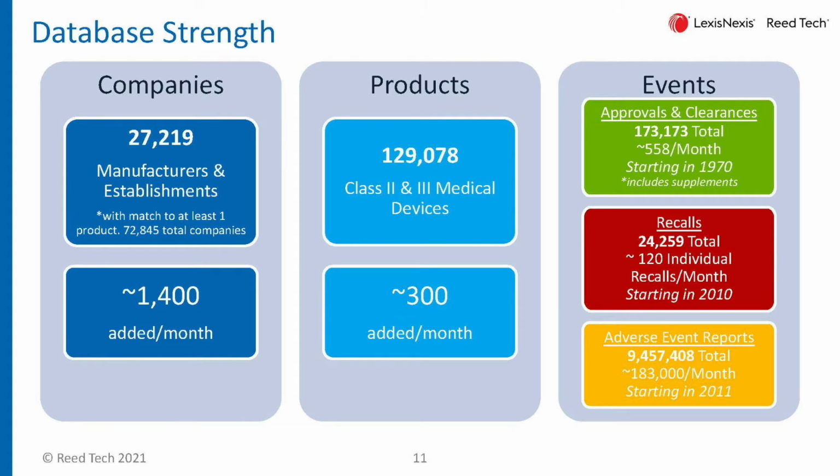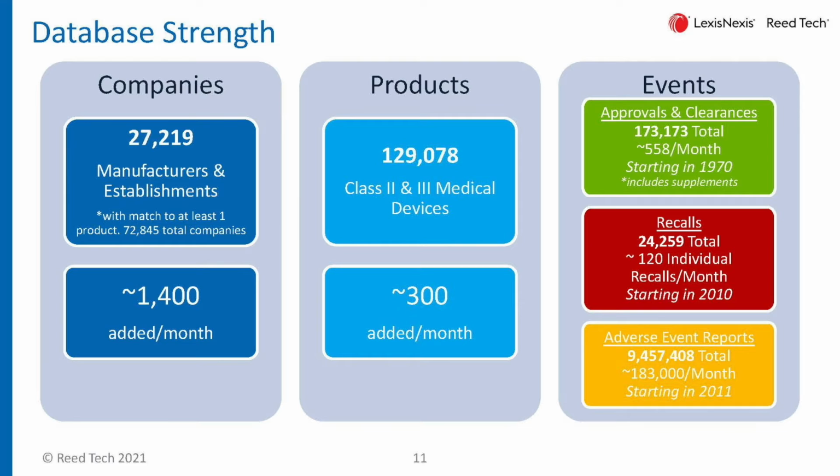So just lastly, to go over the strength of the database itself. We've been designing and curating this since 2016. This has been quite an ongoing project and initiative getting this together. Currently, we have over 27,000 companies with an average of 1,400 being added each month. These companies have a combined 129,078 Class 2 and 3 medical device products, with around 300 additional being added each month.